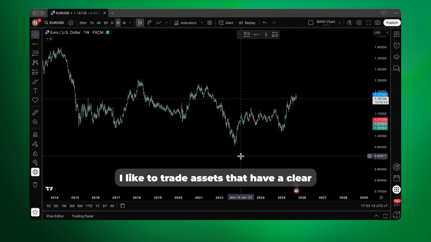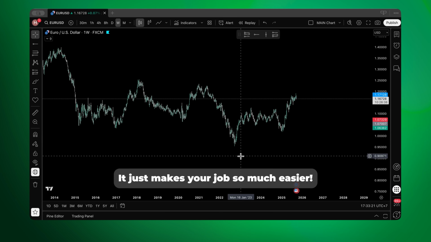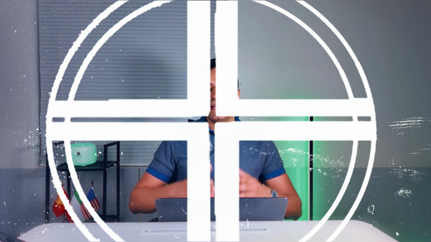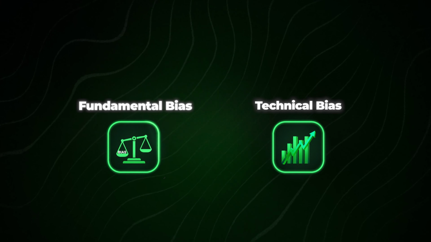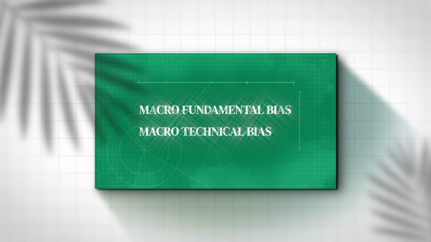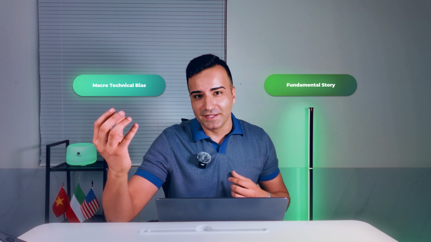I like to trade assets that have a clear macro fundamental bias and a clear macro technical bias. It just makes your job so much easier. This way, your fundamental bias is matching your macro technical bias. So once you have your two macro biases aligned, the rest becomes so much simpler. You're no longer guessing your direction. You're just waiting for your entry trigger. And whenever you're in the trade, you are pretty confident because you are trading with the bigger picture, with your fundamental story and your macro technical bias.